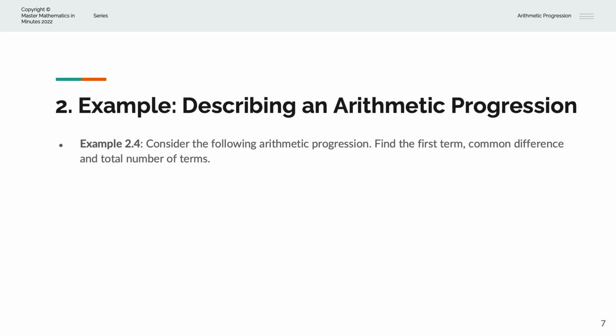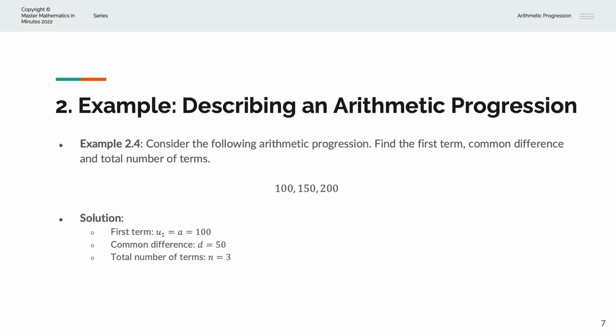So in the fourth example, we're given an arithmetic progression: 100, 150, and 200. So the first term in this case is 100. And so we have u1 is equals to a is equals to 100. And because 100 plus 50 is 150, 150 plus 50 is 200, the common difference d is equals to 50. And there are a total number of 3 terms in this progression.